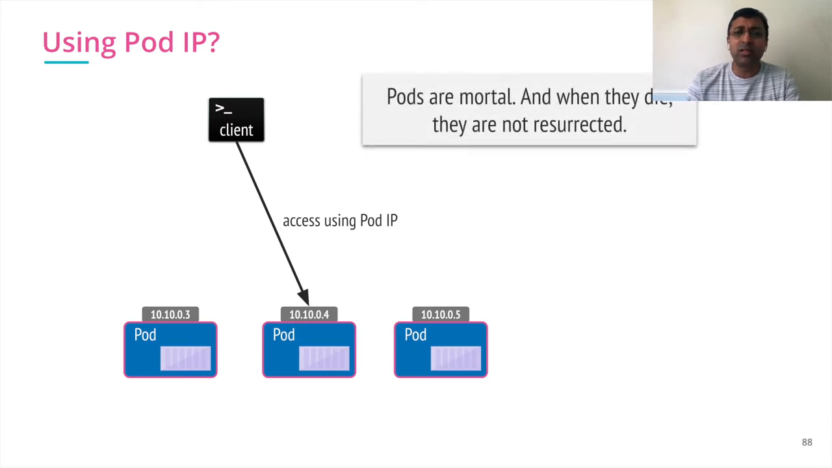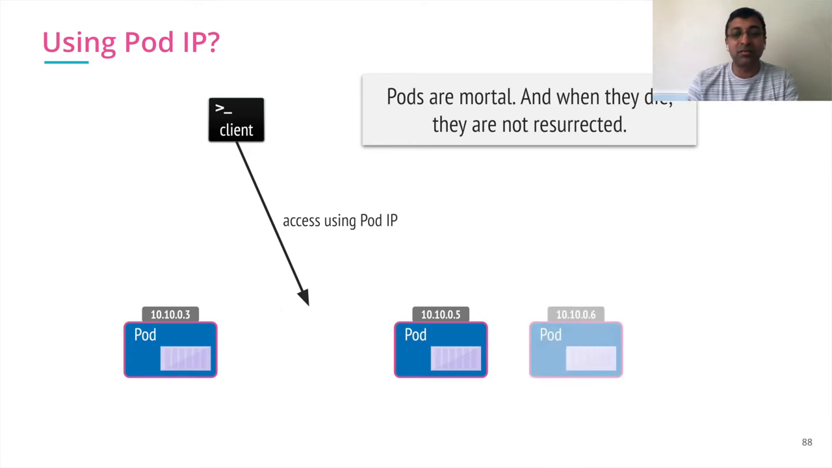However, pods are mortal, and when they die, they are not resurrected. They are recreated. So if this pod goes off, instead of that, a new pod comes up with a new IP and everything. So what happens to the client which is connected to the previous pod using the pod IP? That's gone now. It's unavailable. That's the problem.